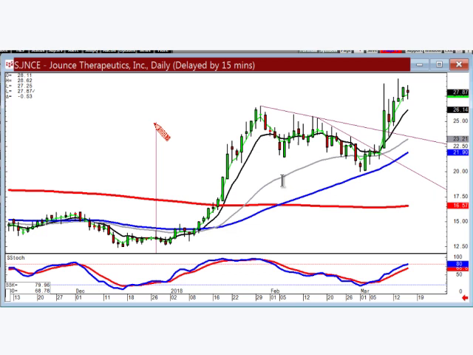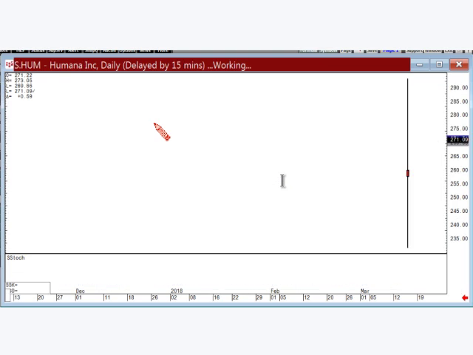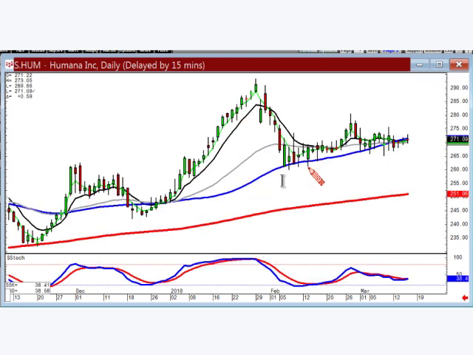Somebody pointed out Humana today. What's Humana doing? There's your wedge. So what do you want to be setting up for? If they trade up through this level, you want to start buying calls or putting on some sort of strategy.